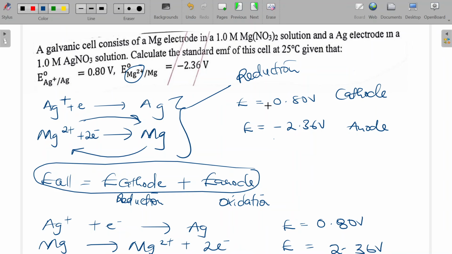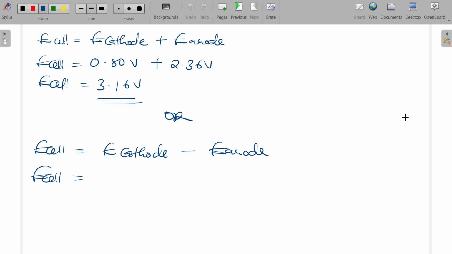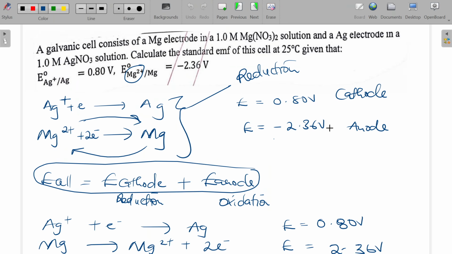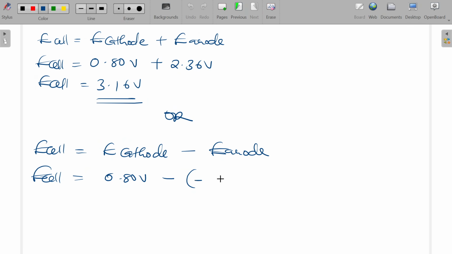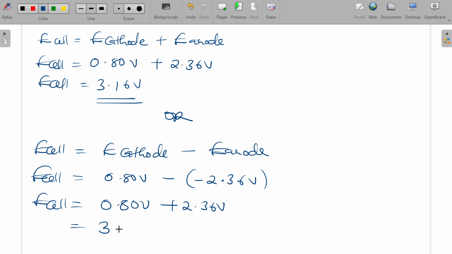Then you're going to get the E cathode, which is 0.80 volts, minus the E anode. What is happening at the anode? It is negative 2.36 volts, so you're just going to take even the negative. Then as a result, you get the E cell to be equal to 0.80 volts plus 2.36 volts. As a result, your answer becomes 3.16 volts, which is just the same answer.